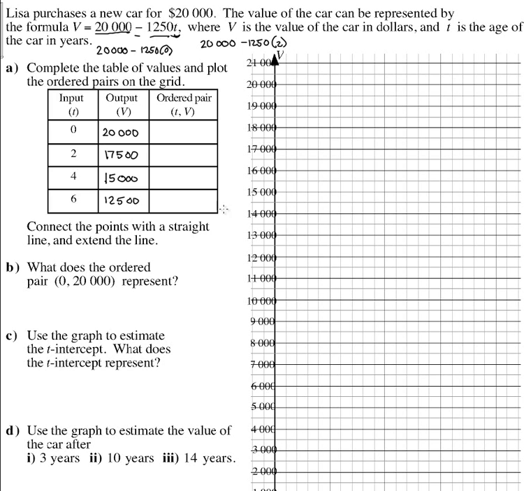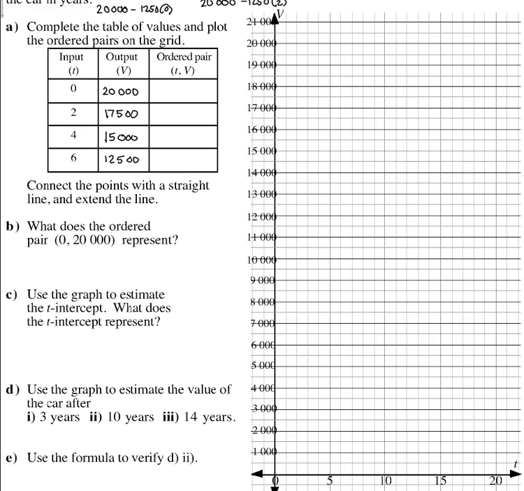Connect the points with a straight line, extend the line. All right. Here's our graph. When no time has gone by, we're up here at 20,000. Let's see. 2 years is only here. 17,500 would be, here's 17,000, here's 18,000. We must be halfway between. After 4 years, we're at 15,000. And after 6 years, one tick to the right of 5 years, we're at 12,500, like so.